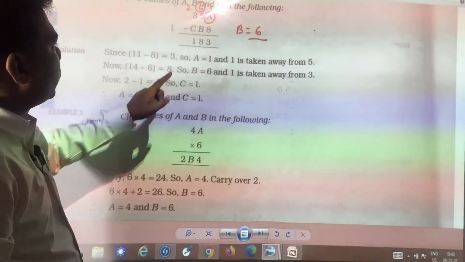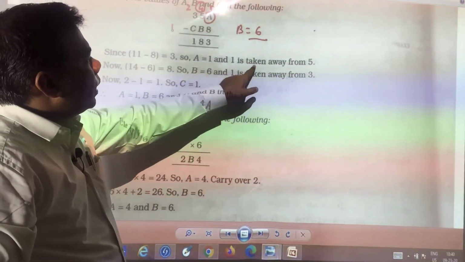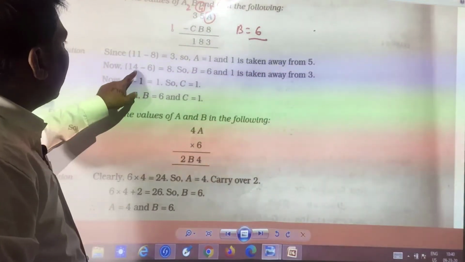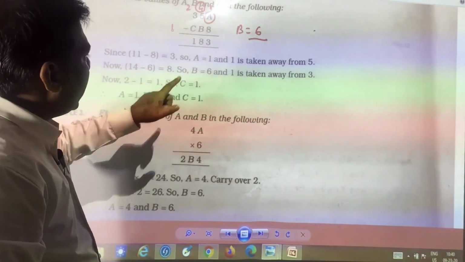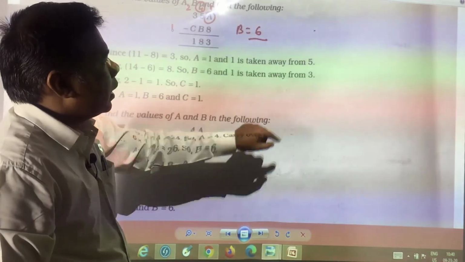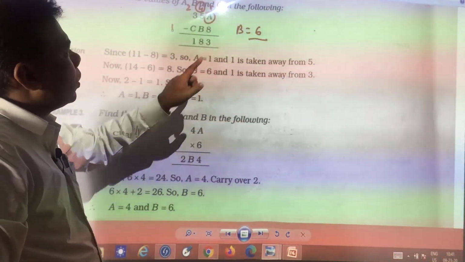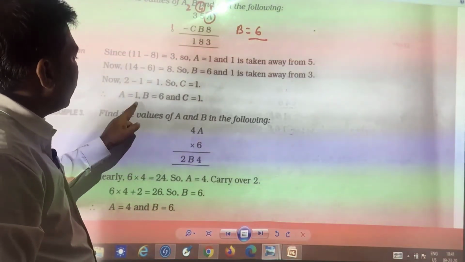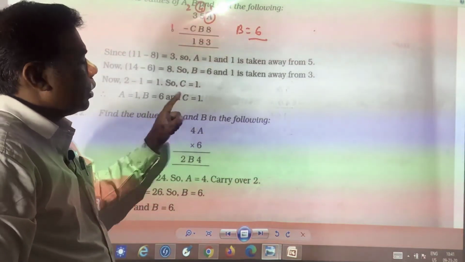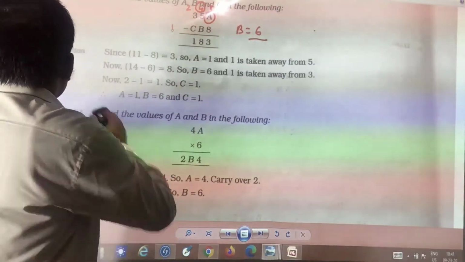11 minus 8 is equal to 3, A is equal to 1 and 1 is taken away from 5. 14 minus 6 is equal to 8. So, B is equal to 6 and 1 is taken away from 3. Now, 2 minus 1 is equal to 1. So, C is equal to 1. So, A is equal to 1, B is equal to 6 and C is equal to 1 you have got.